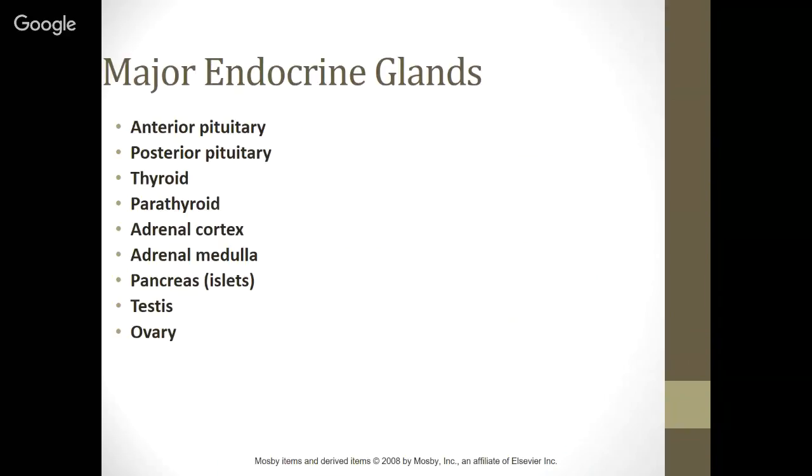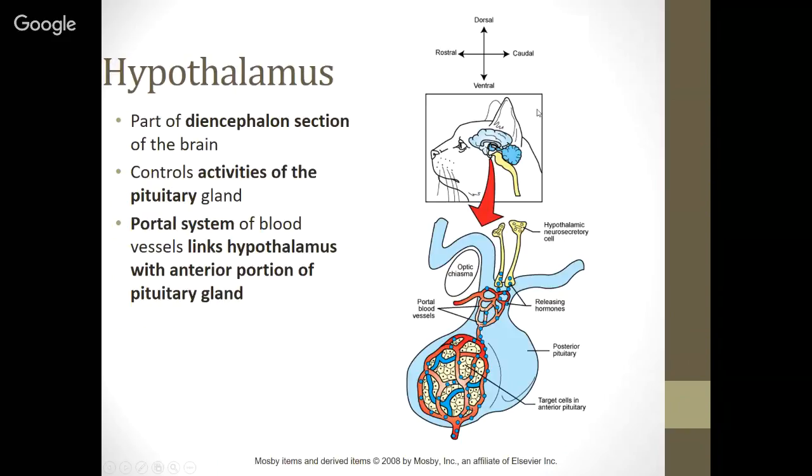We have the pancreas, and specifically within the pancreas, we're talking about the islets, little islets of cells, and the testes and the ovary. All right, so we're going to start with the hypothalamus, which is a part of your brain.